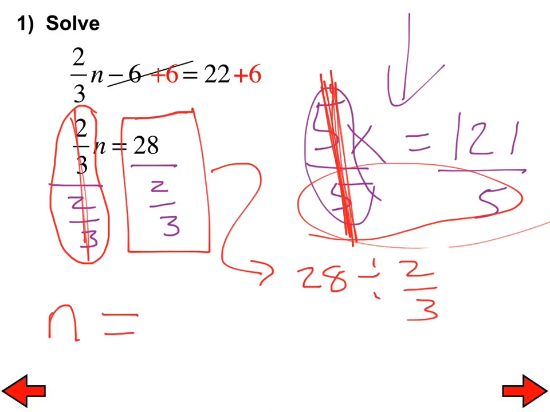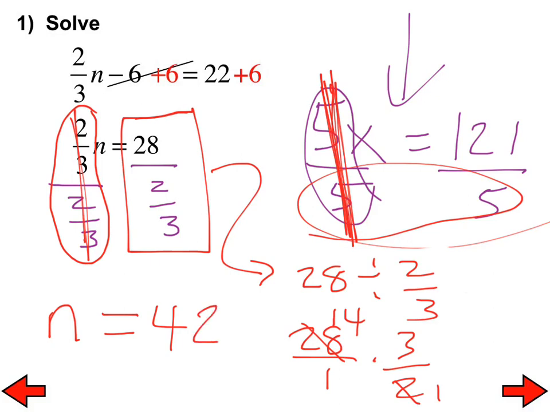We have to turn 28 divided by 2/3 into a multiplication problem. So that's 28 over 1 times 3 over 2. We try to do some cross dividing if we can, and we can. And so 14 over 1 times 3 over 1 is 42. So my solution is n equals 42.